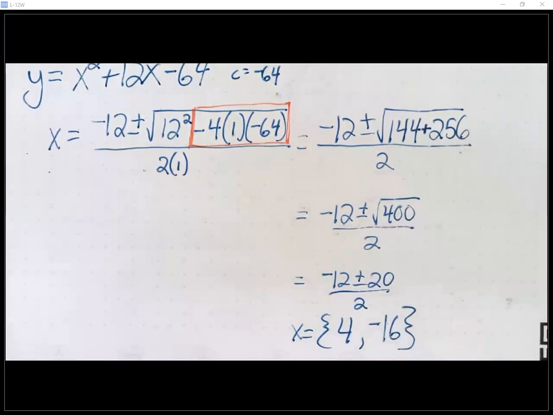Notice the curly brackets. Curly brackets means, hey, here's just a list of my answers. Order doesn't matter. If you put the smooth parentheses, now you're saying it's an ordered pair. That is not what you mean at all. It's not an ordered pair. It's just saying, hey, here's all of my answers. One's at 4, one's at negative 16.